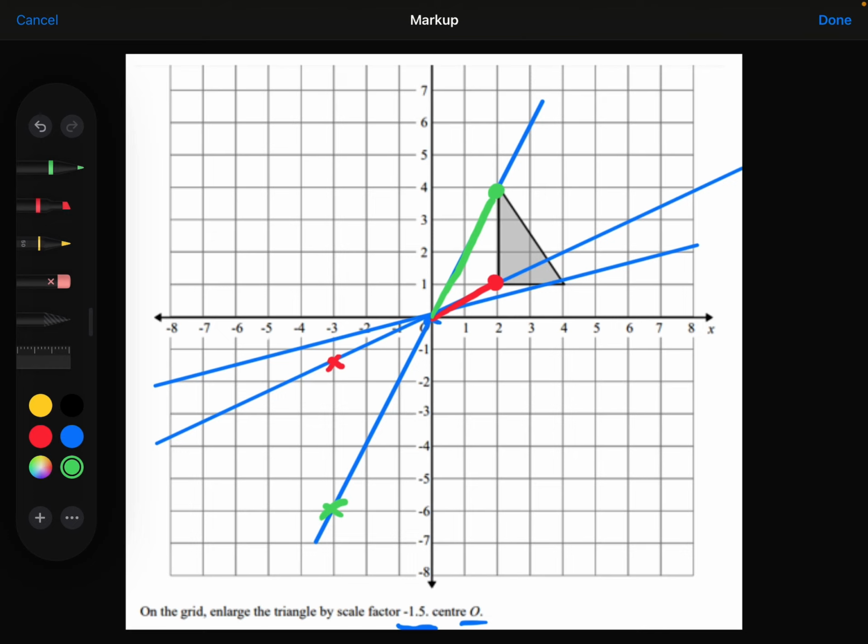So let me just repeat that. Here I've gone 2 squares to the right and 4 squares up. If I times that by 1.5, it's now going to be 3 squares and 6 squares, but in the opposite direction. So it's now gone 3 squares down, or 3 squares to the left and 6 squares down.